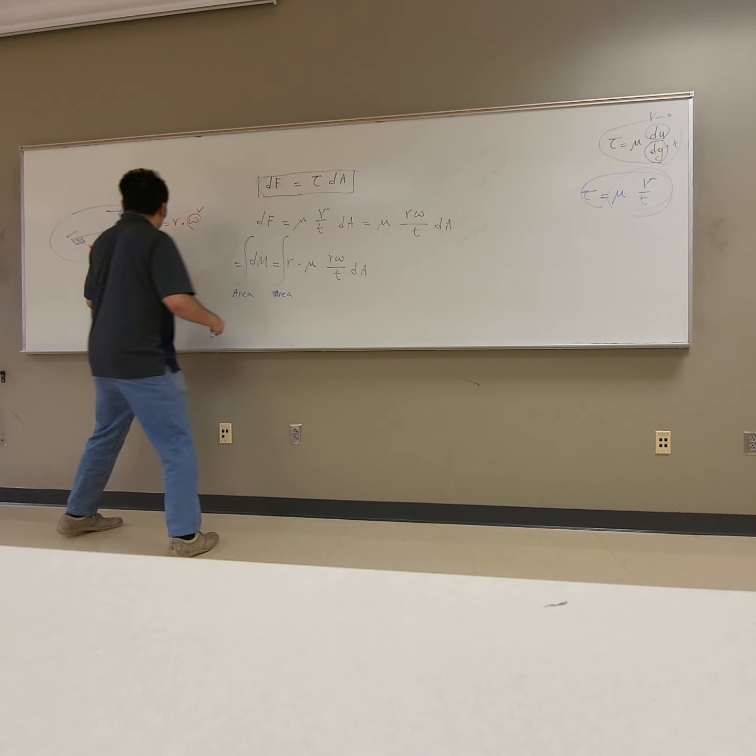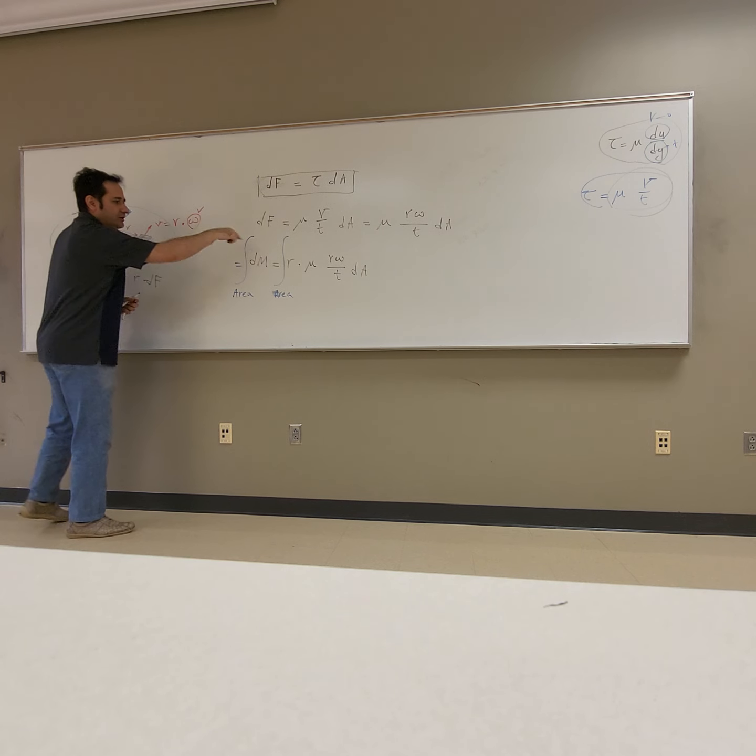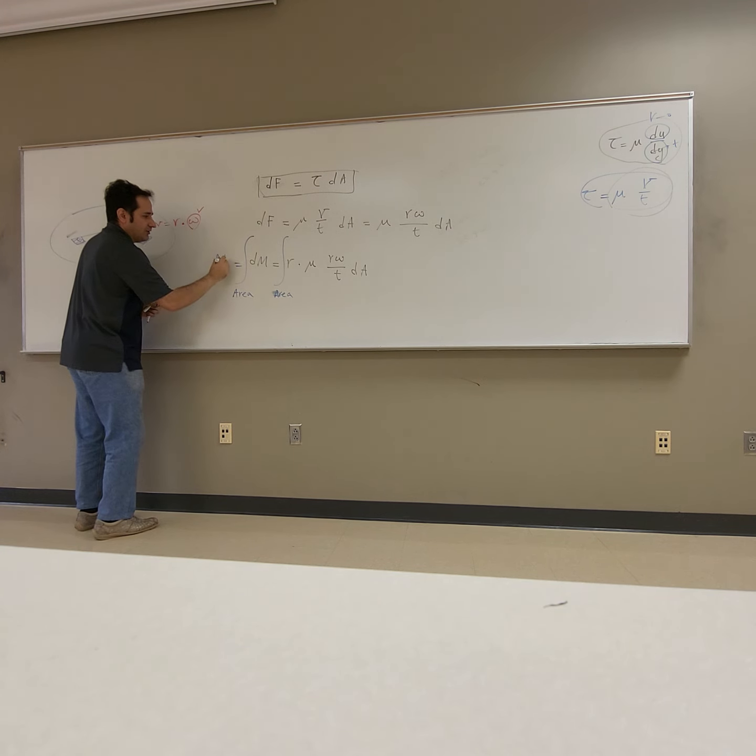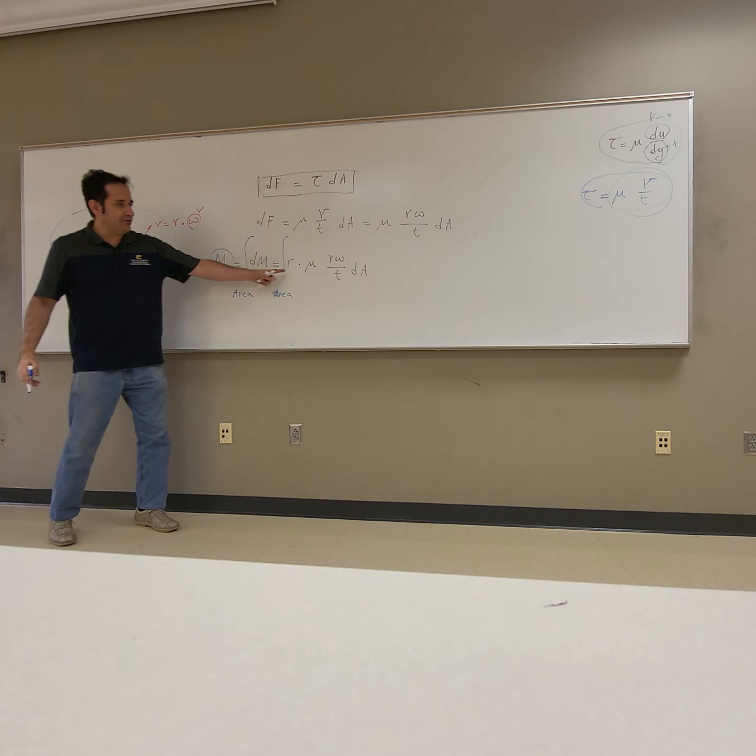So if I add this small tiny moment generated by just the friction of just one element on the surface of the disk, if I add all this dM, what do I get? The resultant moment. That's what my sensor is reading. My transducer is reading. Right? So all I need to do is to evaluate this integral.